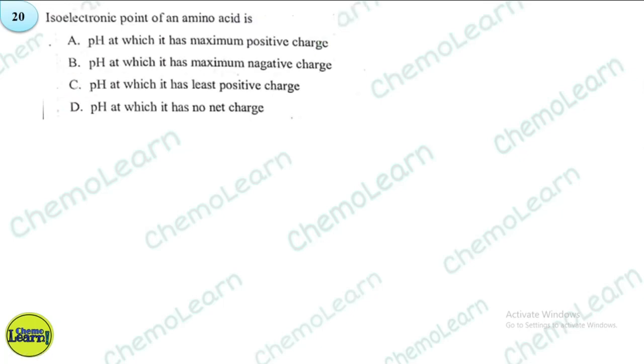Question number 20. Isoelectric point of an amino acid is what? It is very simple. We have four options. Those are pH at which it has maximum positive charge, pH at which it has maximum negative charge, pH at which it has least positive charge, or pH at which it has no net charge. So it is very simple. It is the pH at which it has no net charge.